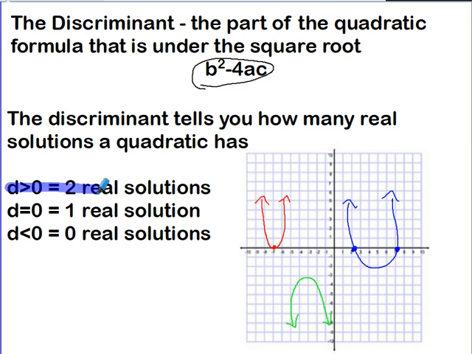So if the discriminant is greater than 0, then that graph is going to look something like this blue one. It's going to cross the x-axis in 2 places. If I do have a discriminant and I get 0, then there is 1 real solution. It only touches the x-axis in 1 place. And if my discriminant is less than 0, so that means any negative number, okay, so if I get a negative number for the discriminant, then there are 0 real solutions.